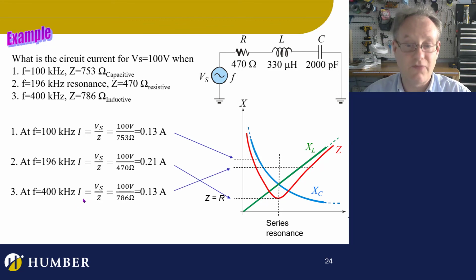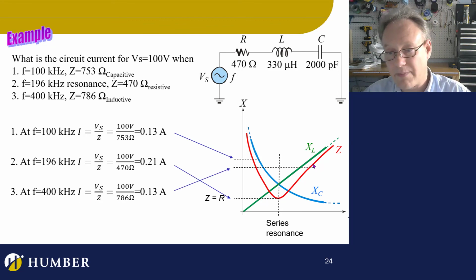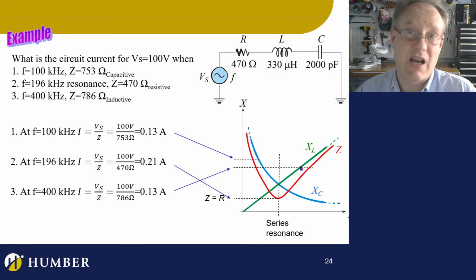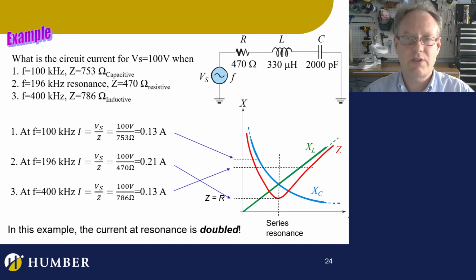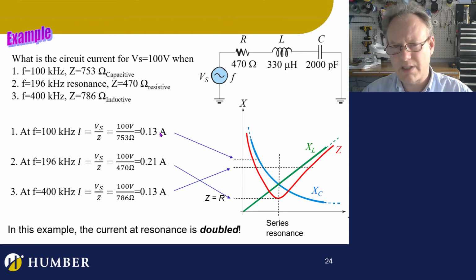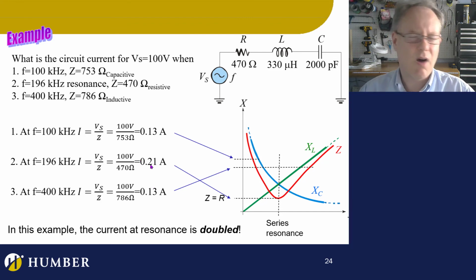Now, if I kick it up to 400, then I'm over here, dealing with this guy, where my XL is much higher. So that's what's going on, and in this example, the current is essentially doubled. If I take a look at this, my current here is 130 milliamps, over here it's 130 milliamps, and here it's 200 and some odd milliamps. So almost doubled, but it certainly goes up. So at resonance, the current goes up.